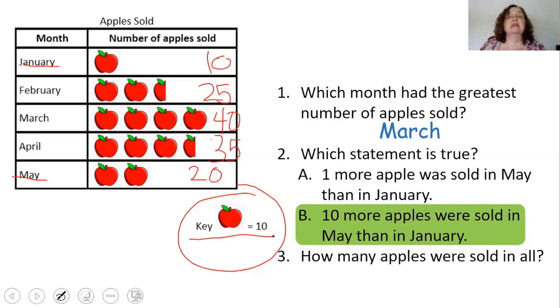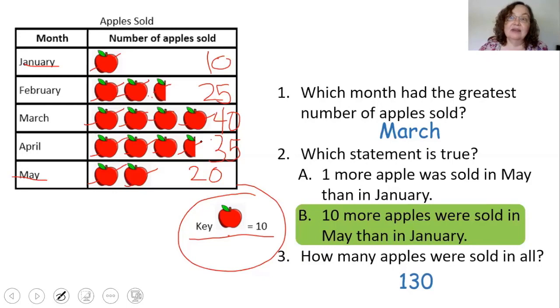Oh my goodness, that seems so hard. But if I remember the key of 10, all I have to do is count by tens. So let's see. 10, 20, 30, 40, 50, 60, 70, 80, 90, 100, 110, 120, and then I have those 2 half apples. So 125, 130. So I have 130 apples.